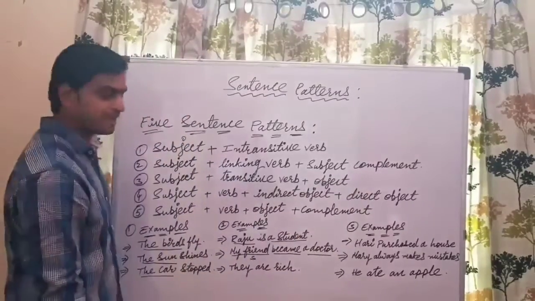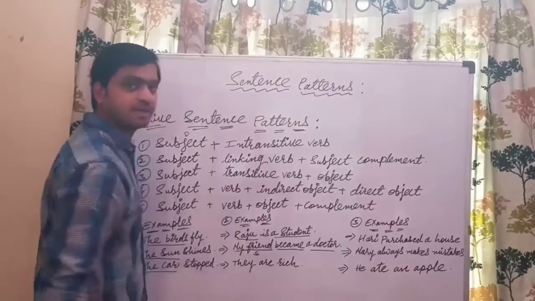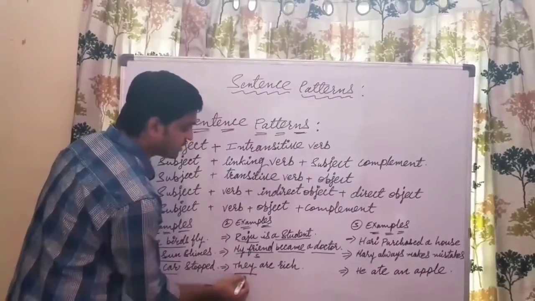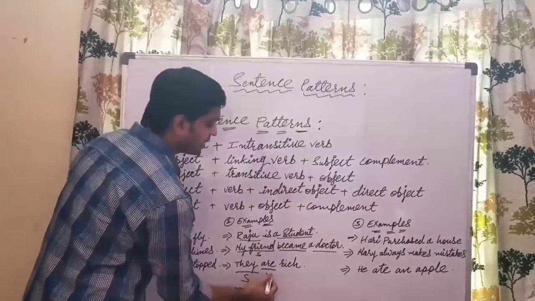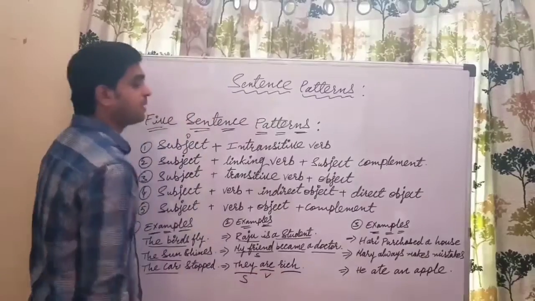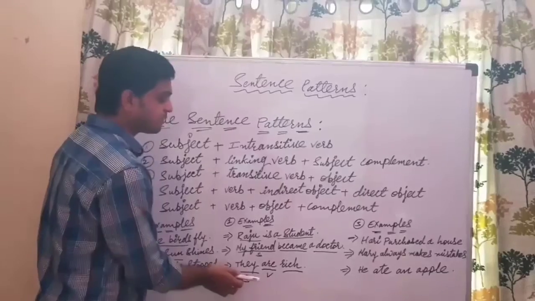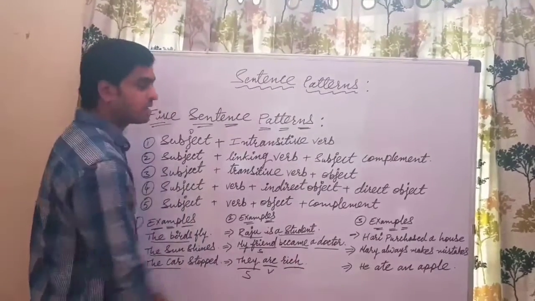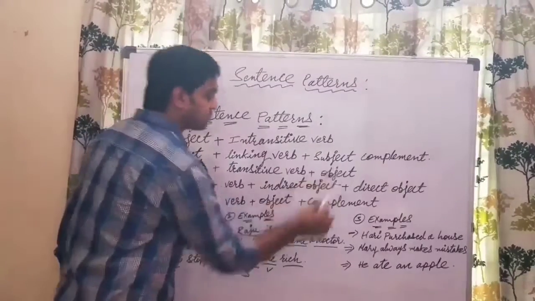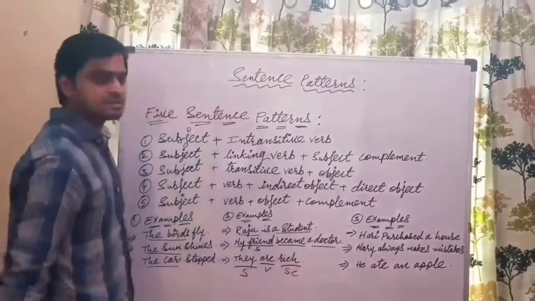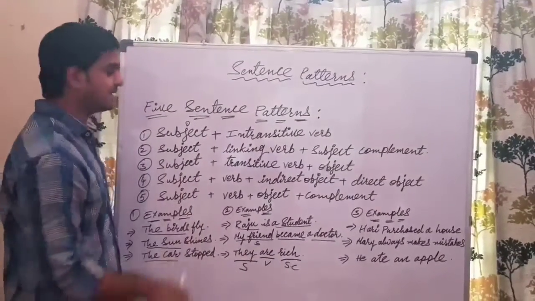So next one, if you see, they are rich. They is the subject, are is the linking verb. And next, rich is the complement given towards whom? They, the people. What I am telling about these people is that they are rich. So rich is the complement given towards they. So here rich becomes the subject complement.